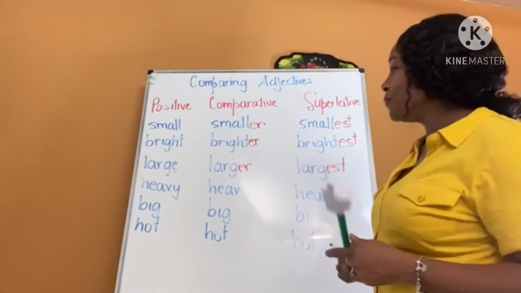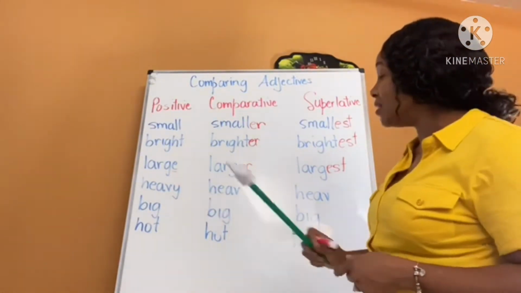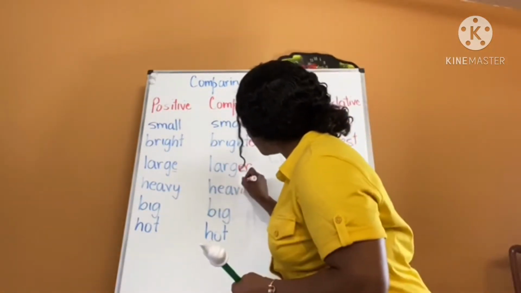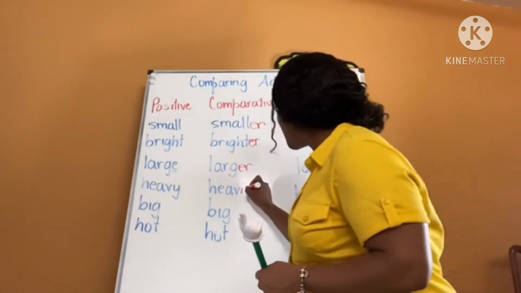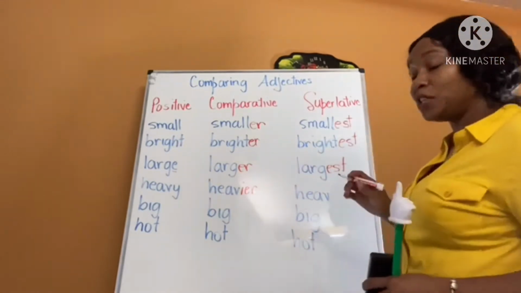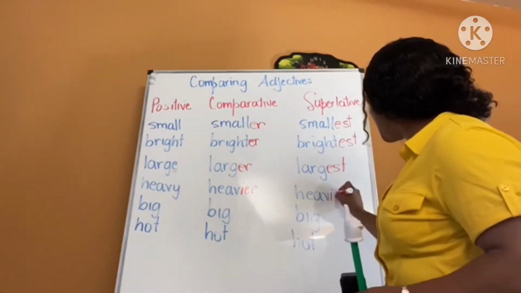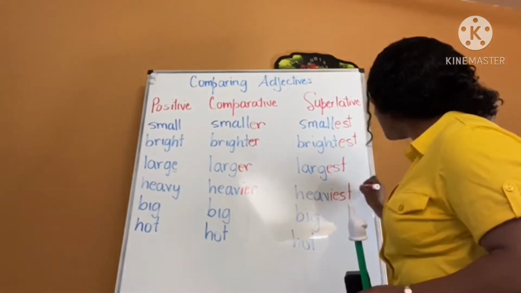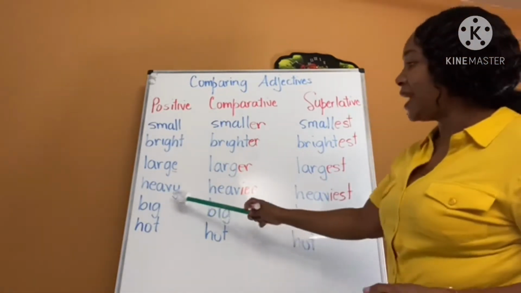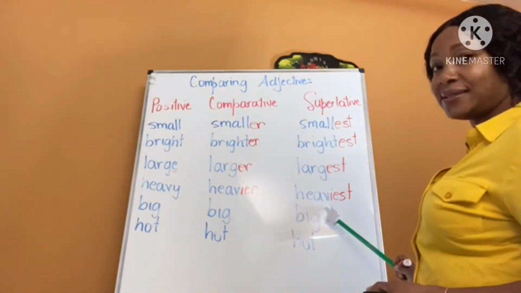And then for heavy, notice I dropped the Y because we change that Y to I, then we add er. And for the superlative degree, we still change the Y to I, then add est. So it becomes heavy, heavier, heaviest.